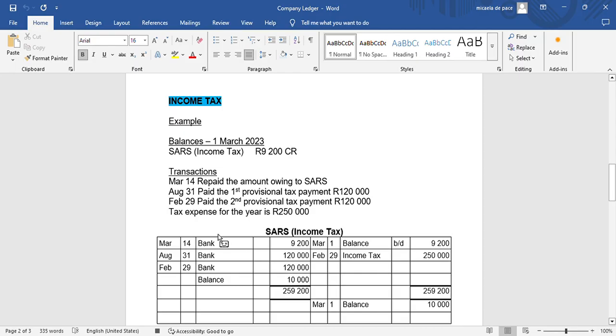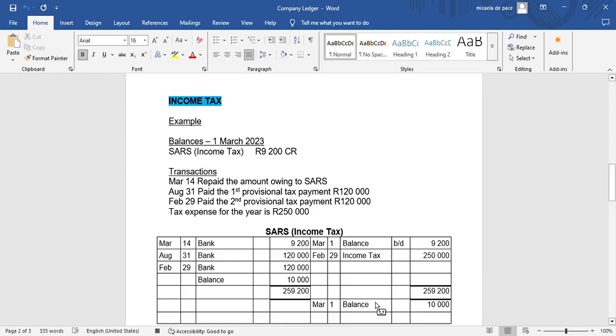You then get told the tax expense for the year. Now the tax expense for the year is the amount of tax that you should have paid. So in other words, they're telling you now you should have paid $250. So you credit SARS, that's what you owe SARS. But can you see you've already paid $240 of that? Which means we actually only owe 10,000 Rand to SARS, which will be your balance that you're going to bring down at the start of the new financial year.